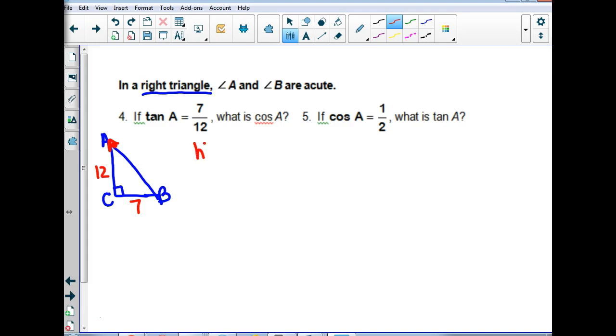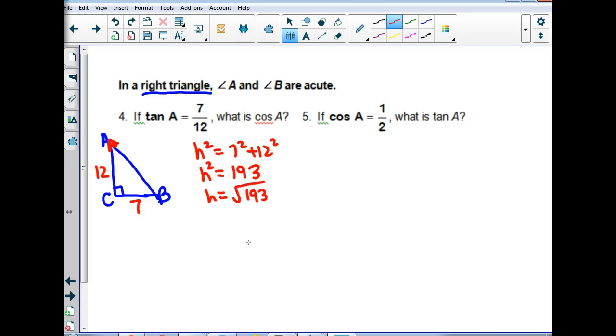The hypotenuse squared would equal the legs squared and added. So let's see, what's 7 squared plus 12 squared? 144 plus 49, 193. Okay, and then we need to take the square root of 193.